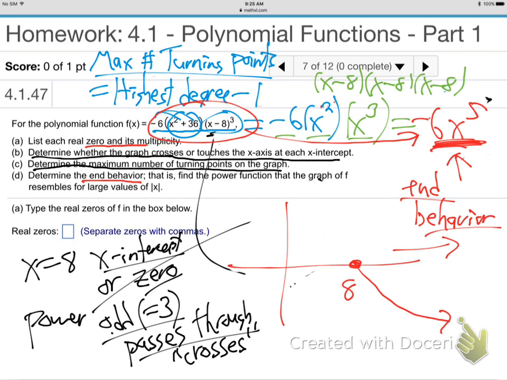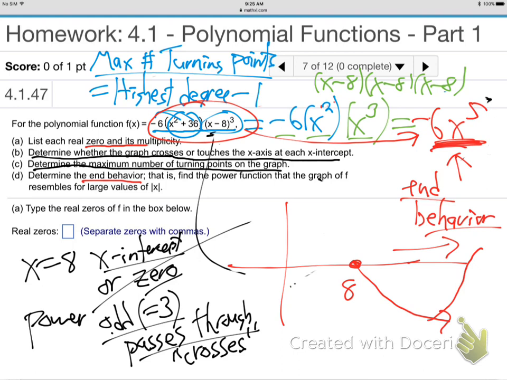So the biggest power will eventually dictate the outcome. If he's negative, down. If he's positive, up. He will win. He tells you the end behavior. So he's negative, so I know this graph is going down. It's not going up. It's going down. And I know it'll never come up again above the x-axis. How do I know?